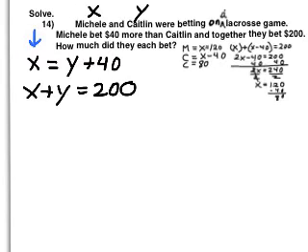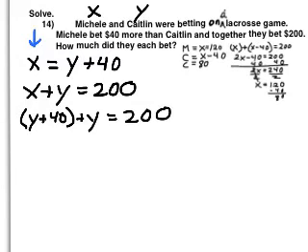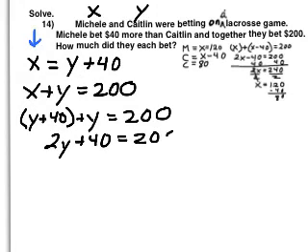So instead of x here, I'm going to put y plus 40 because they're the same thing, plus y equals 200. So this should be looking familiar to you now. We have 2y plus 40 equals 200. In this case, we did a little bit different arrangement with Michelle and Caitlin, right? So we added to Caitlin's score to equal Michelle's. Right? So now we have this plus 40.